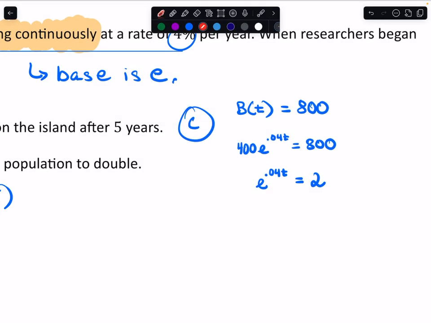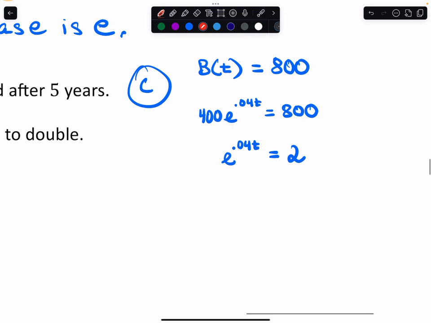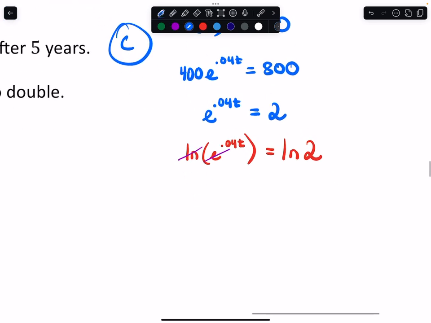And then sort of this magical thing happens, right, where I use the log that is the same base as e, which we call ln. I do it to both sides, because anything I do to one side, I'm always doing to the other anyway. And this beautiful cancellation happens. And so you have 0.04t equals the natural log of 2.